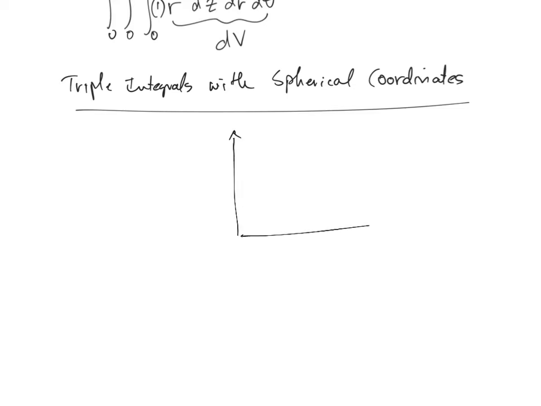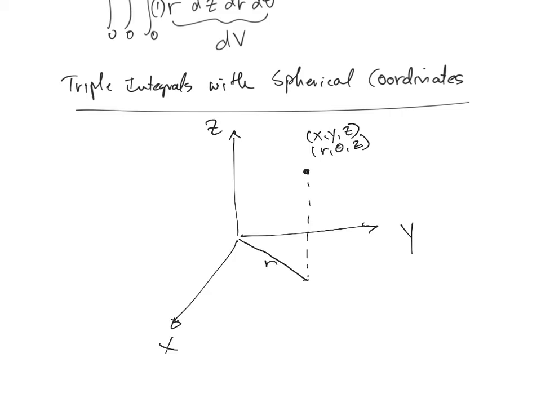So again, we'll draw our right-handed three-coordinate system. This is the x-axis, y-axis, z-axis. If we have some point in three-dimensional space like that, we know we can define it with Cartesian coordinates. We know we can define it with cylindrical coordinates, where r, theta are polar coordinates. So if I drop that down onto the xy plane, that's r, that's theta. And obviously z is the height of that point above the xy plane.